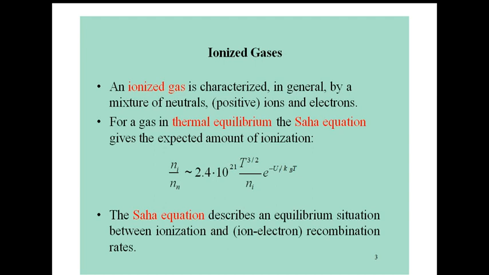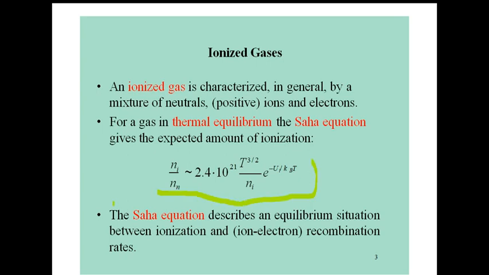So how does it differ from the ionized gas? This is a slide where you can see the ionized gas, which is characterized by a mixture of neutrals, positive ions and electrons. Basically, for a gas in thermal equilibrium, the Saha equation gives the expected amount of ionization. So we can calculate how much the gas is ionized using this well-known equation, the Saha equation.